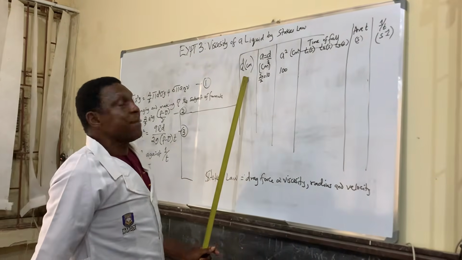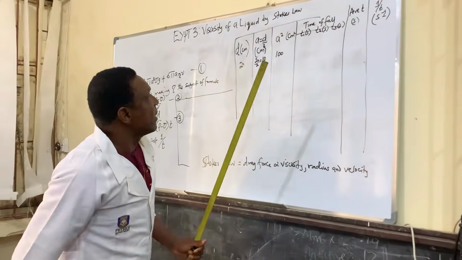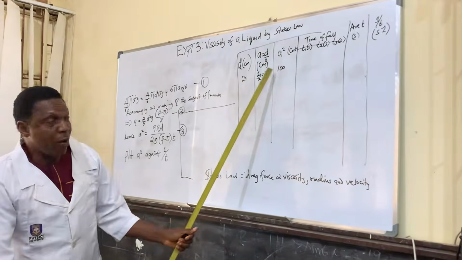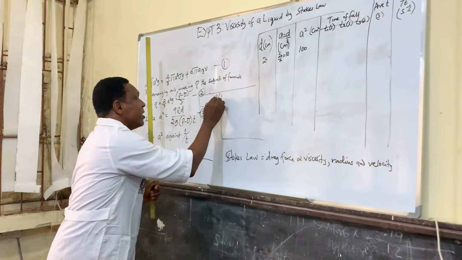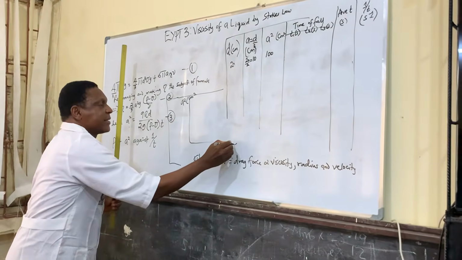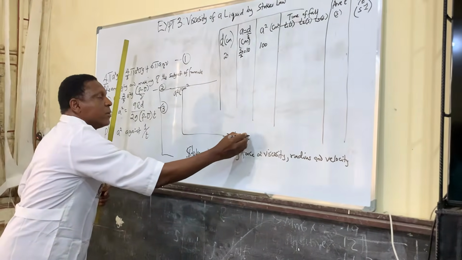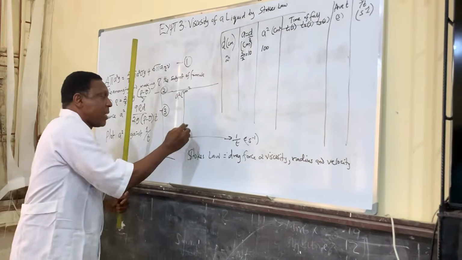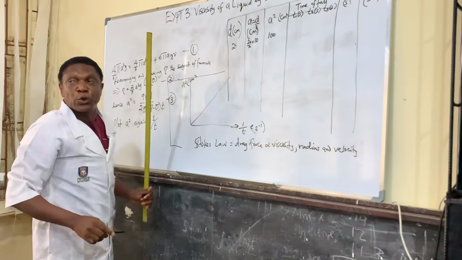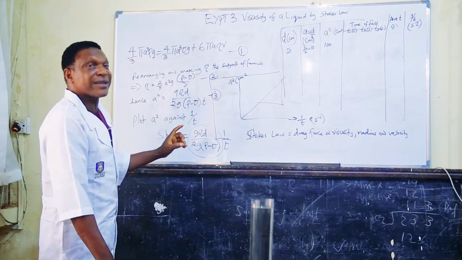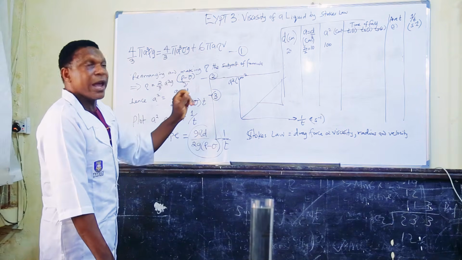So you repeat the experiment for different balls of different diameter, and from there you can now have a plot of A squared, which is in centimeter squared, against 1/T, which is in per second. And so once you have that, you are expected to have a straight line graph which normally should pass through the origin.